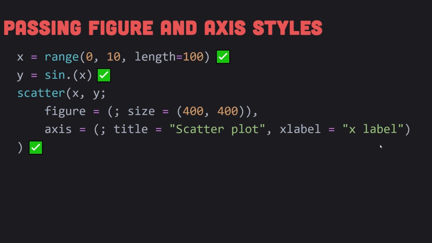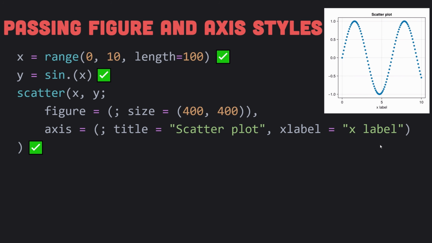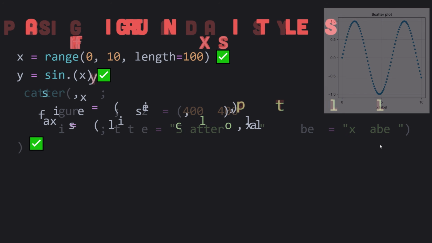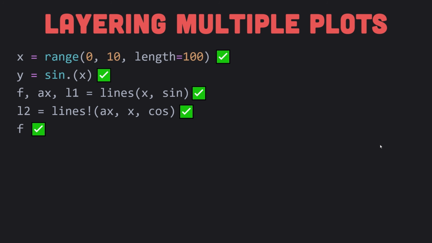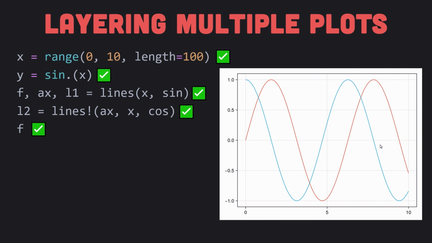If you want to specify a different resolution for your scatter plot or set an axis title and labels, you can pass special keyword arguments to it called axis and figure. You can pass any kind of object with symbol value pairs, and these will be used as keyword arguments for figure and axis respectively. To plot two things into the same axis, you can use the mutating plotting functions like lines! and scatter!. Here I have plotted two lines on top of each other.